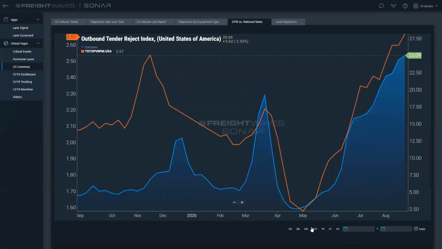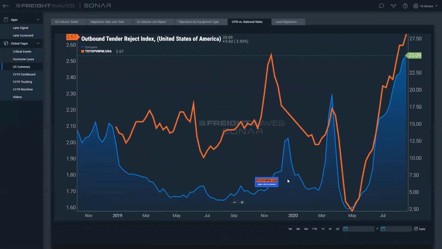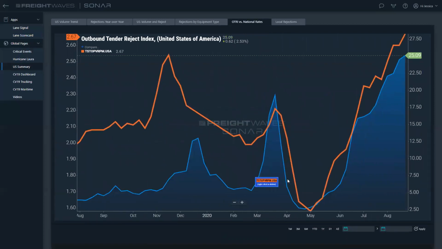This is looking at outbound tender rejections versus national rates. So the orange line here is the Truckstop 7-day van rate per mile. So the van rate per mile is updated every Monday, so it's a weekly number, while our data set is a daily number. So that's a little bit of why there's a difference here, but you can see that when rejections start to increase, price follows that.